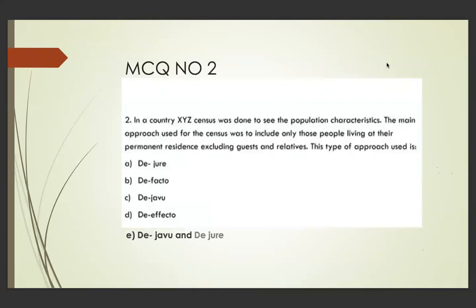Number 2. In a country XYZ, a census was done to see the population characteristics. The main approach used for the census was to include only those living at their permanent residence, excluding guests and relatives. This type of approach used is A, de jure, B, de facto, C, déjà vu, D, de facto, or E, déjà vu and de jure? No, it's A, it's de jure.